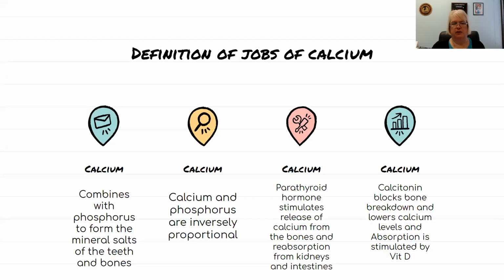So it combines with phosphorus to form mineral salts to form teeth and bones. Calcium and phosphorus have an inverse relationship. If one is high, the other one's low. If one is low, the other one is high. Parathyroid stimulates the release of calcium from the bones and reabsorption from the kidneys and intestines. And calcitonin blocks the bone breakdown and lowers calcium levels, and the absorption is stimulated by vitamin D.